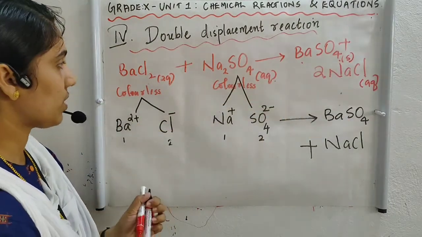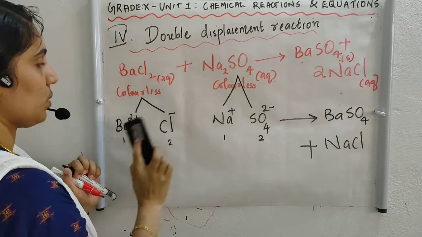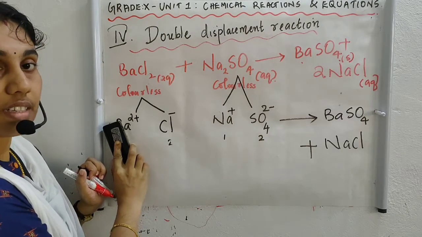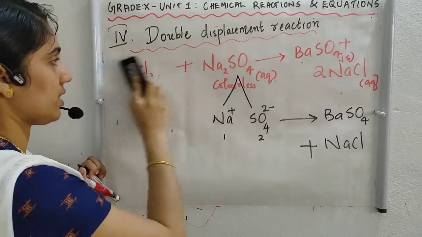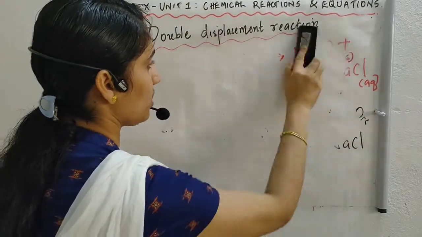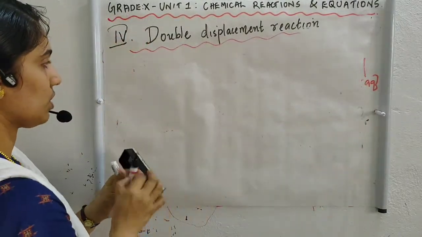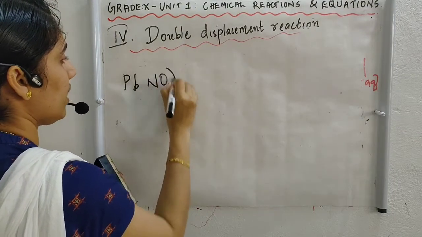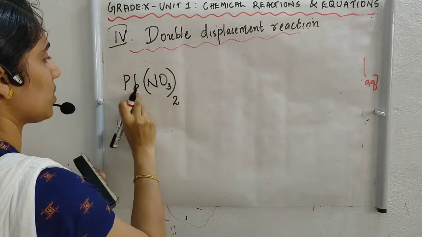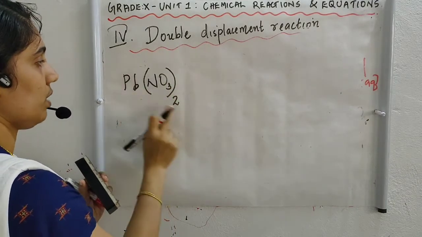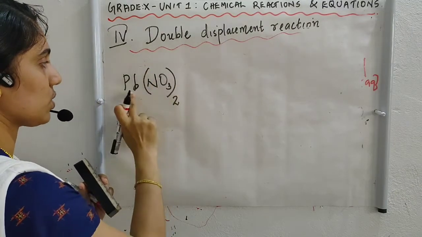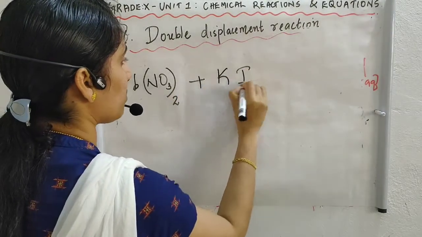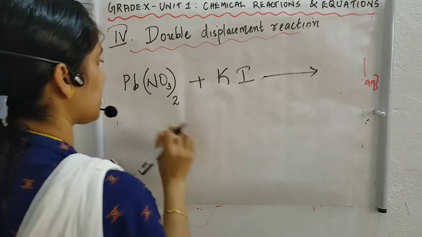Then in NCERT there is one question. If we take two solutions, lead nitrate and potassium iodide, what is the resulting substance? So the reaction is: we take the solution of lead nitrate, Pb(NO3)2, because the valency of lead is 2 and nitrate has a charge of minus 1. So the formula is Pb(NO3)2 plus KI. How do we write the product? So how does the double displacement reaction go?